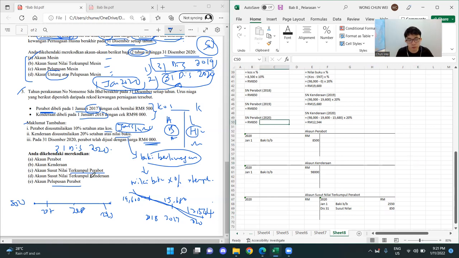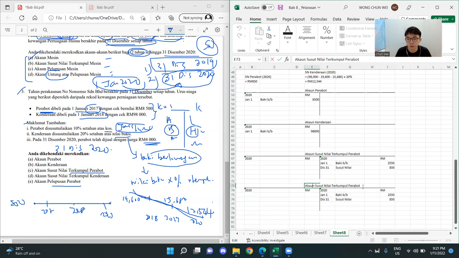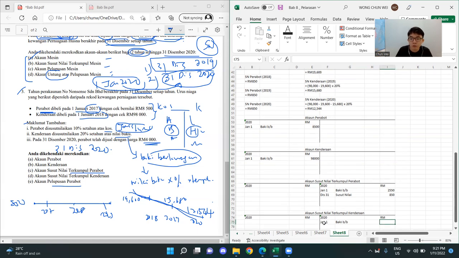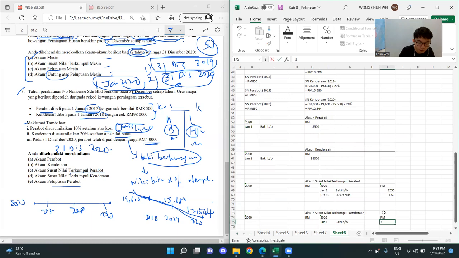Okay, then buka another account, kenderaan, susut nilai terkumpul kenderaan. So same thing, baki BB, but now the amount is different. Because it starts from January 1st, 2020, the baki BB must be all the susut nilai before January 1st, 2020. So before 2020 will be year 2018 and year 2019 in this case. So 19,600 plus 15,680, you get 35,280 for your baki BB. This is susut nilai kenderaan.